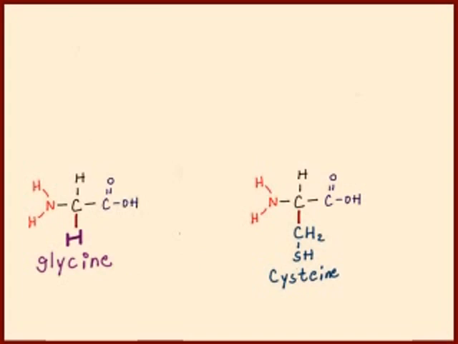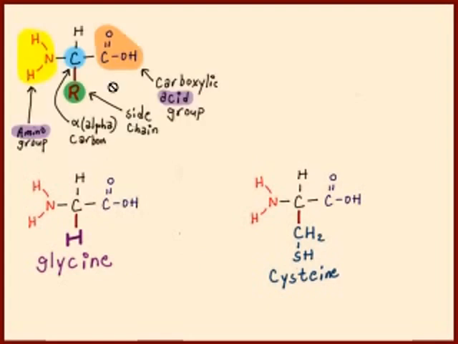Okay, and so here are two common amino acids. That's our general amino acid up here, and two specific amino acids here. Glycine has an H replacing the side chain, and cysteine has a CH2SH in the side chain. And remember, there are 20 amino acids, but we only need to know 2 of them.